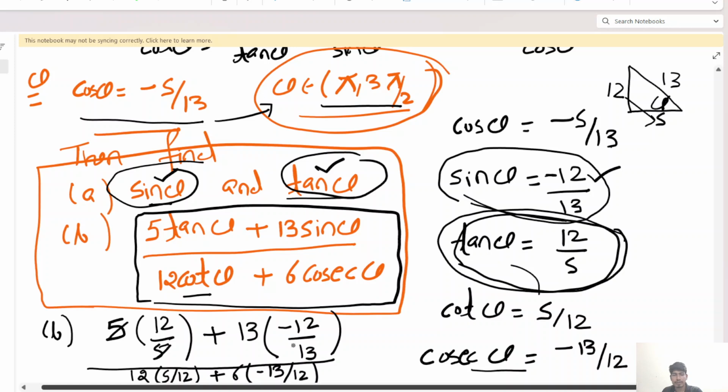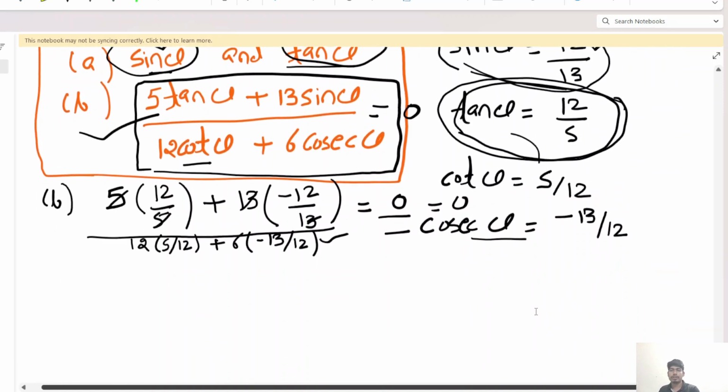5 to 5 cancel and 13 to 13 cancel, then in the numerator we get 0 and in the denominator we get some value, but this is 0, okay. So our answer of the second solution of the second part is 0, okay. So let's do the next question, okay.